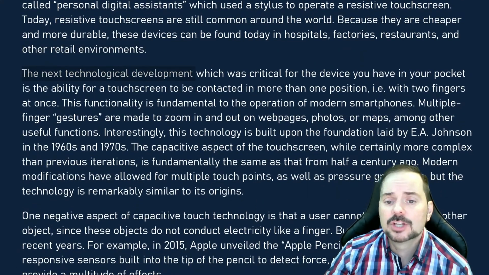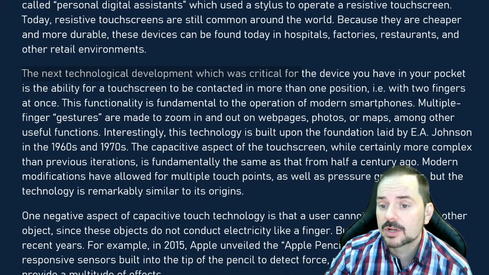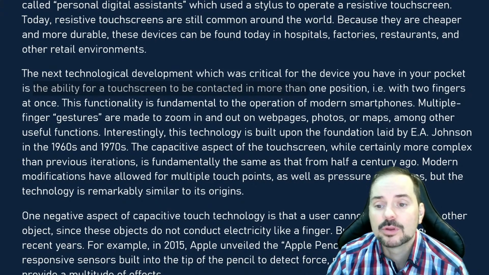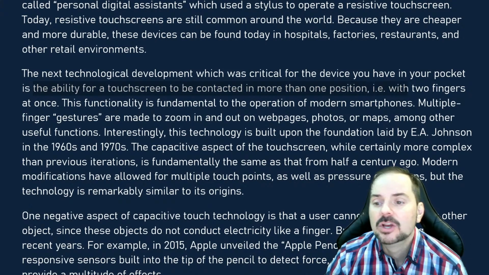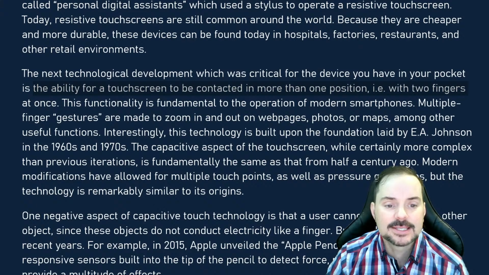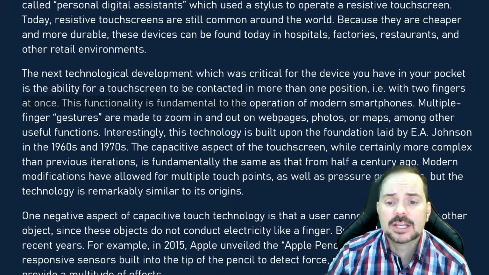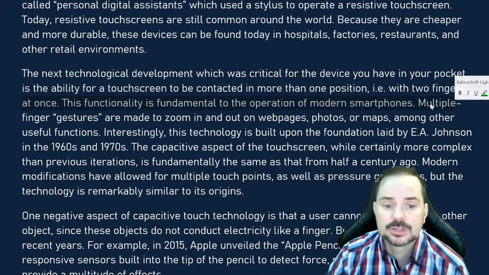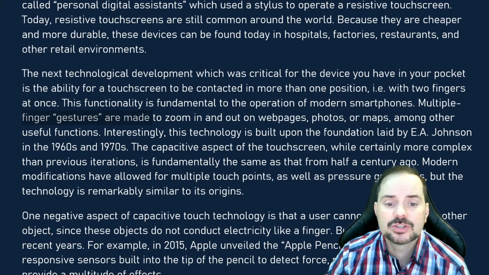The next technological development, which was critical for the device you have in your pocket, is the ability for a touchscreen to be connected in more than one position, i.e., with two fingers at once. This functionality is fundamental to the operation of modern smartphones. Multiple finger gestures are made to zoom in and out of web pages, photos, or maps, among other useful functions.